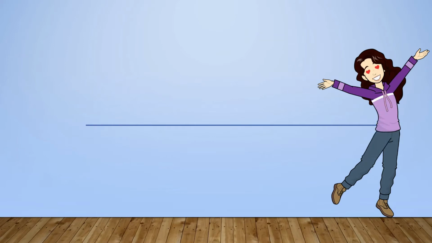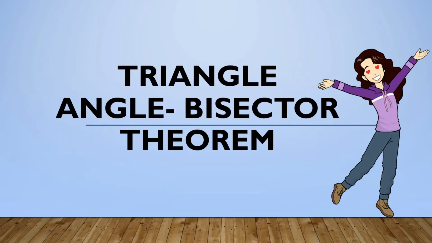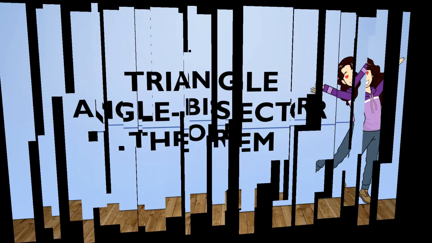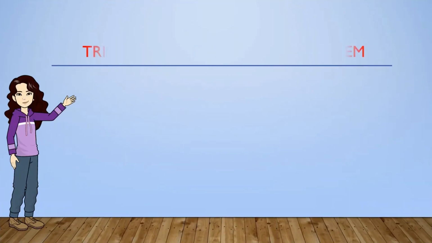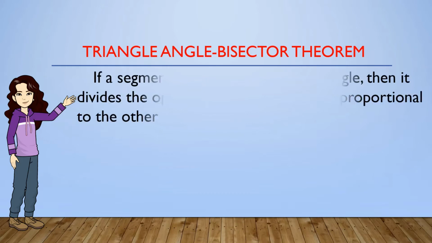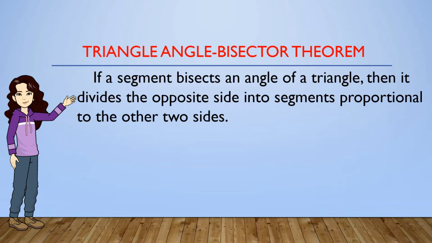Our topic for today is about the triangle angle bisector theorem. In the triangle angle bisector theorem, if a segment bisects an angle of a triangle, then it divides the opposite side into segments proportional to the other two sides.